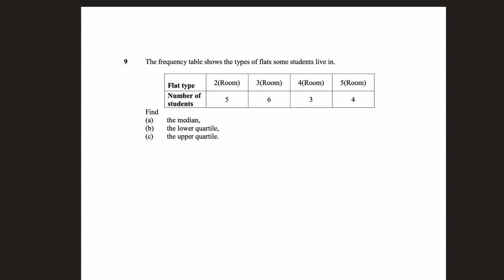Hi, and we're going to continue looking at questions talking about median, upper and lower quartiles. In this case, it tells us the frequency, or the number of students, that live in each type of flat. So if I'm going to write down all the data points, really it would be like 5 students live in 2-room flats. So I would say 2 rooms appear 5 times, and then 6 students have 3-room flats, so 3 appears 6 times.